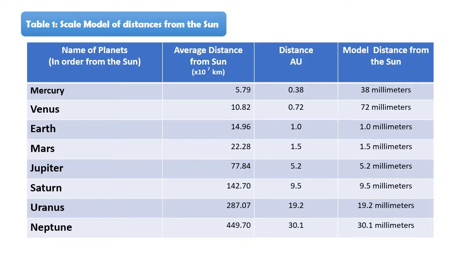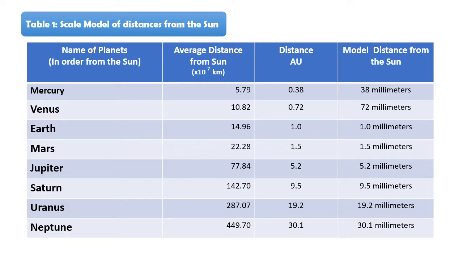Table 1. Scale model of distances from the Sun. The first column is the name of the planets in order from the Sun. The second column is the average distance from the Sun, in parentheses, times 10 to the 7th power kilometers. Then distance in astronomical unit, and model distance from the Sun. Mercury's average distance from the Sun is 5.79 million kilometers. Then the distance is 0.38 astronomical unit, which converted to millimeters is 38 millimeters.